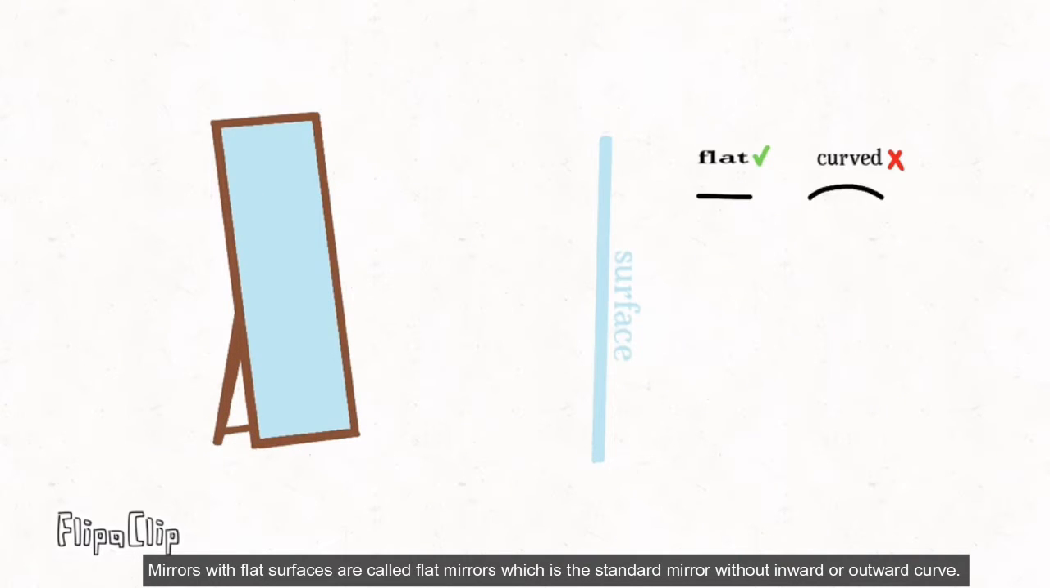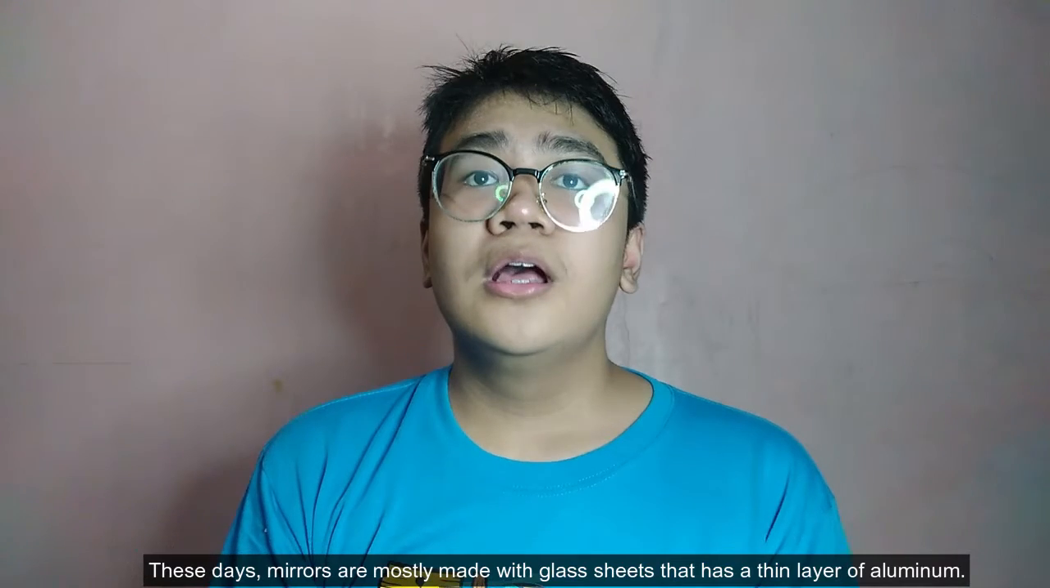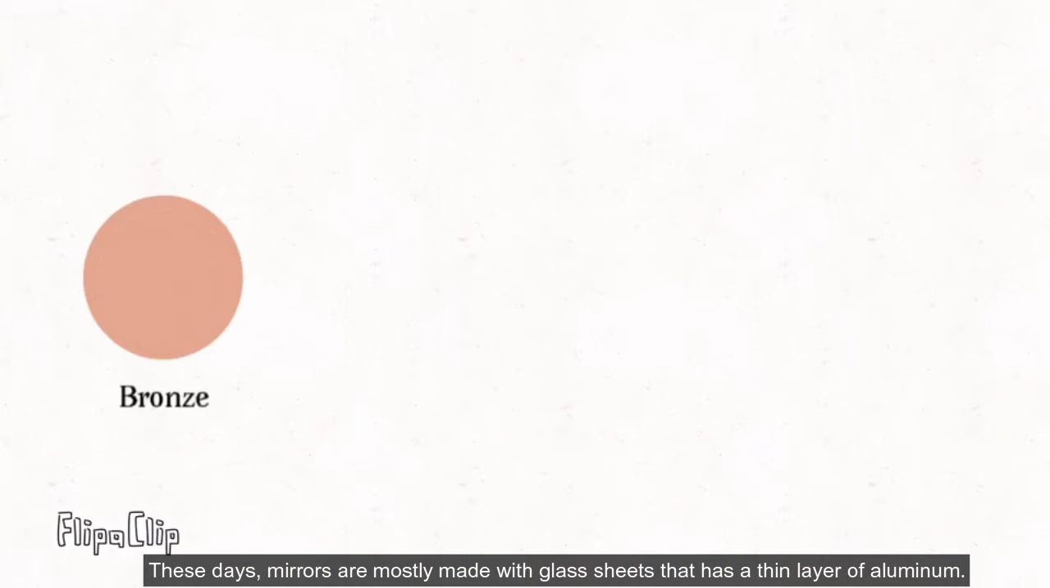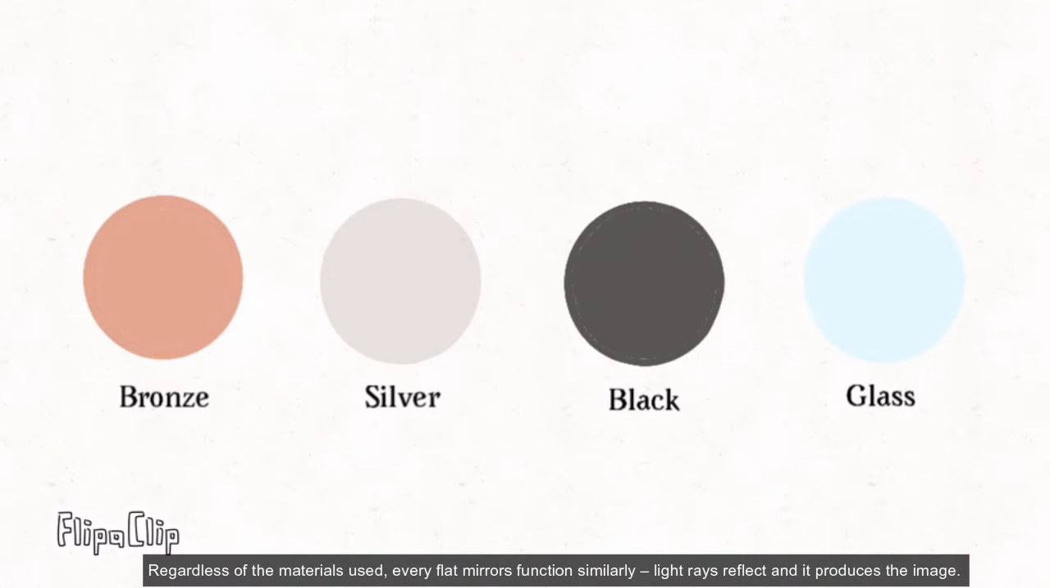Flat mirrors and examples. Mirrors with flat surfaces are called flat mirrors, which is the standard mirror without an inward or outward curve. These days, mirrors are mostly made with glass sheets that have a thin layer of aluminum. Regardless of the materials used, every flat mirror functions similarly. Light rays reflect and produce an image.